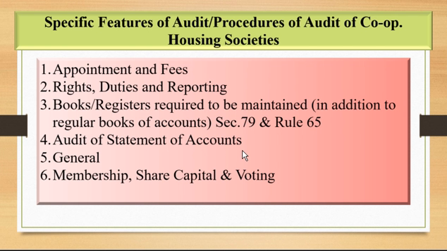Next feature is membership, share capital and voting. Under this head, individuals means share capital of all excluding cooperative institutions and the state government. Under section 22, a firm, a public trust, a local authority, a society or any body corporate can become a member.